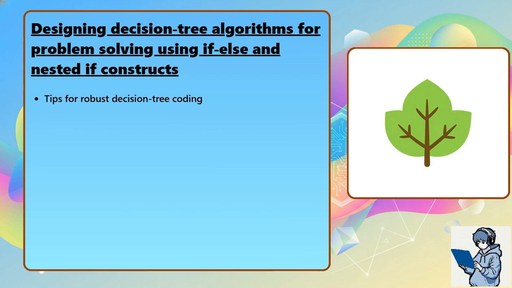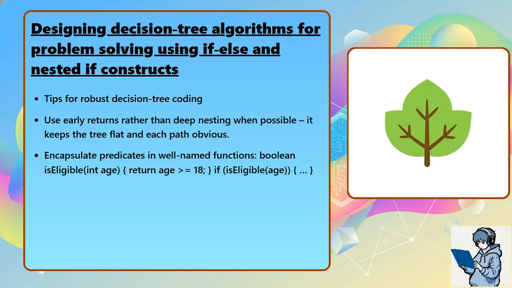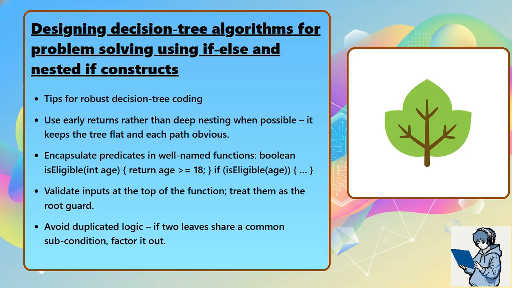Tips for robust decision tree coding. Use early returns rather than deep nesting. When possible, it keeps the tree flat and each path obvious. Encapsulate predicates in well-named functions, for example: bool is_eligible(int age) returns age greater than or equal to 18, then if is_eligible(age). Validate inputs at the top of the function, treating them as the root guard. Avoid duplicated logic. If two leaves share a common sub-condition, factor it out.